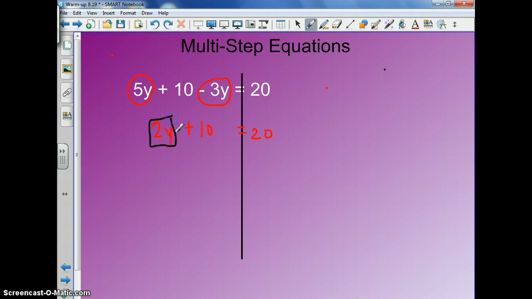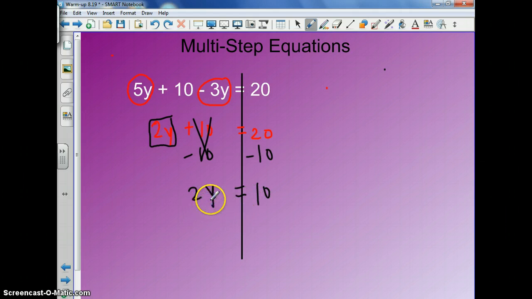Let's box this in. What's on this side but not in the box? Plus 10. How can I get rid of that plus 10? Subtract 10. But to balance my equation, I have to subtract 10 from the other side. So let's bring down our 2y. 20 plus negative 10, or 20 minus 10 is? 10. Questions so far?